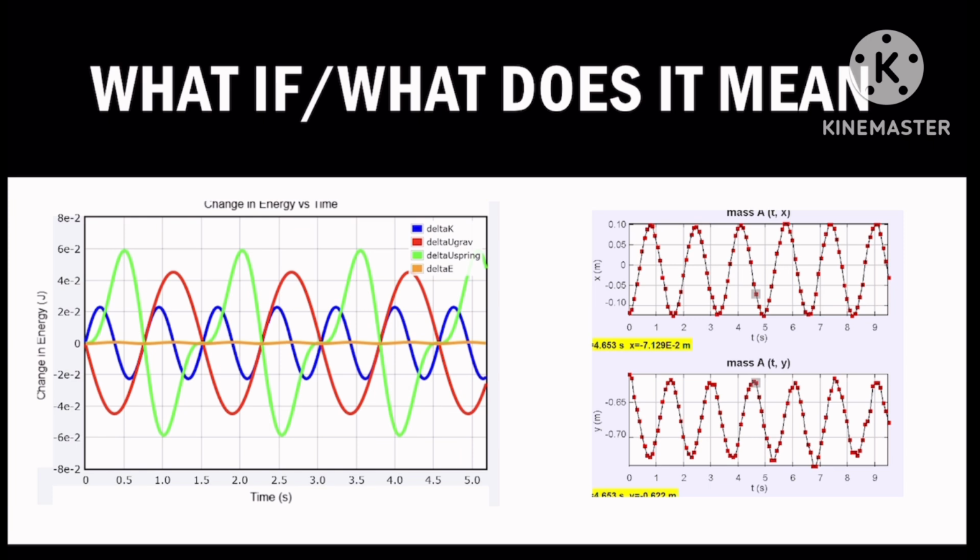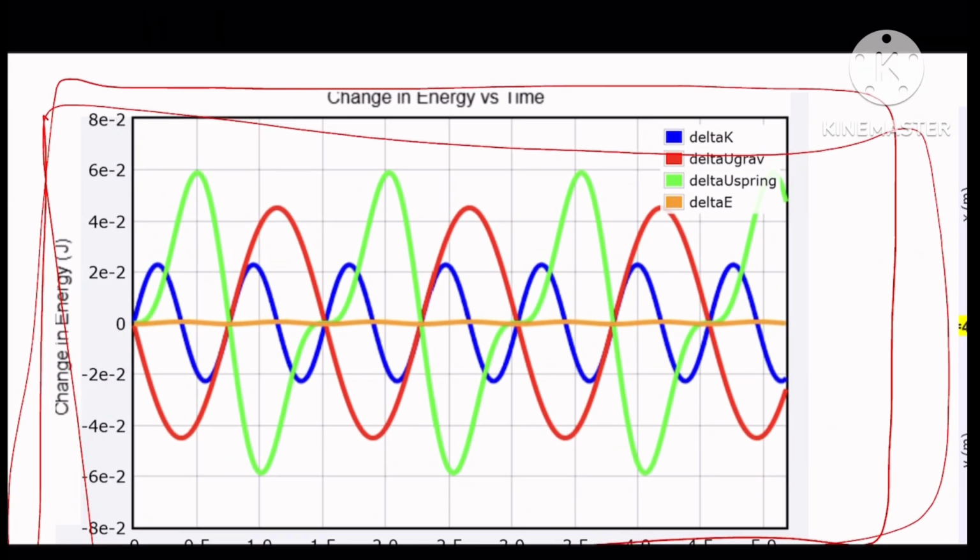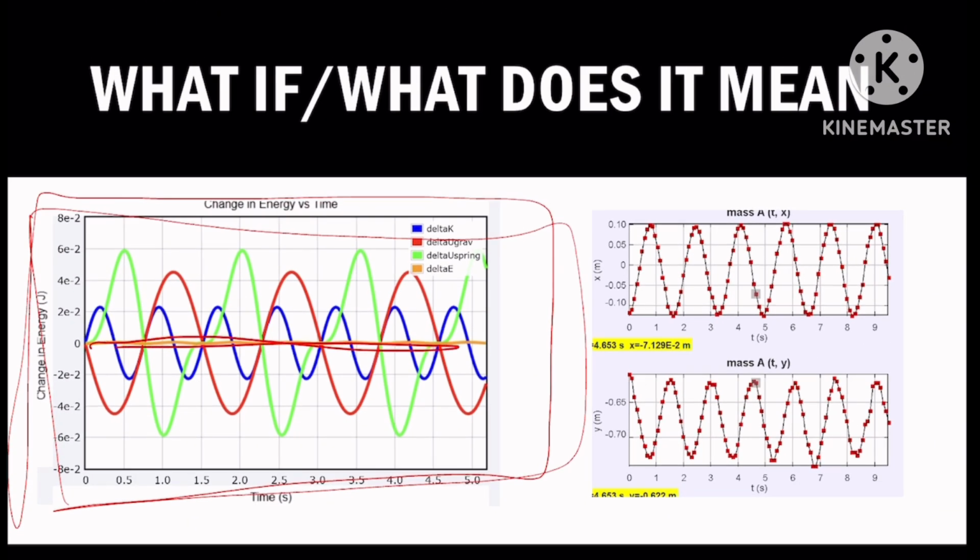Okay, so what if and what does it mean questions. So as you can see right here, this is the computational model graph. Now, I would say my graph particularly does not exactly match with the energy principle because there are slight bumps here and there, but I would say it closely matches up as it is very linear. So I would answer this question with yes, it does follow the energy principle of being at 0, or just conservation of energy, basically is what I'm trying to say.